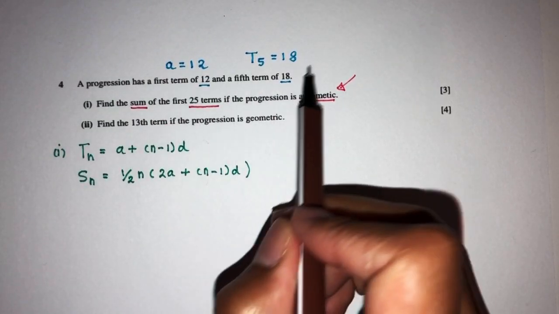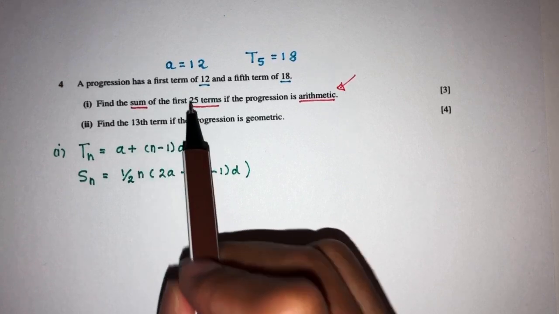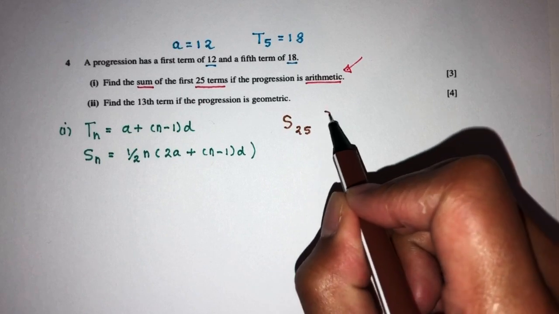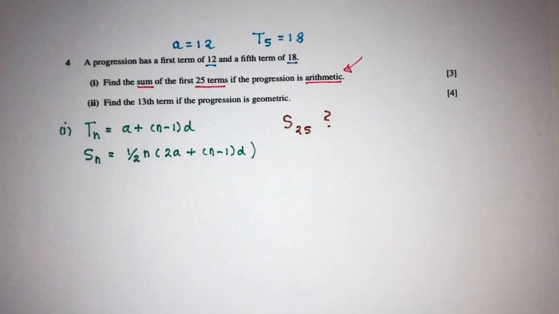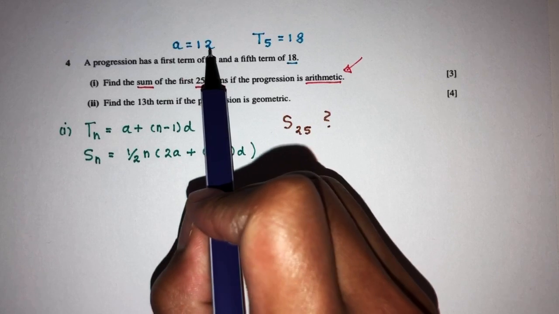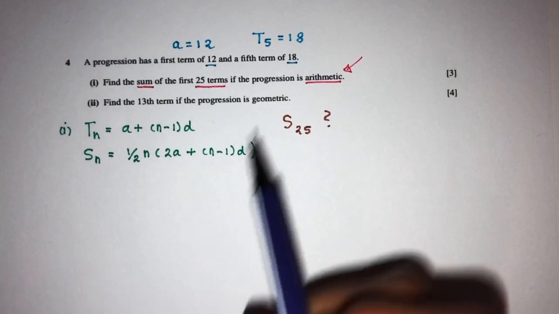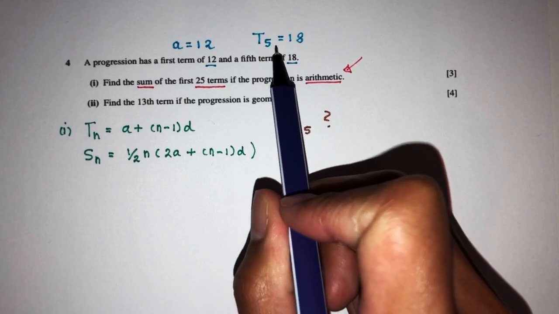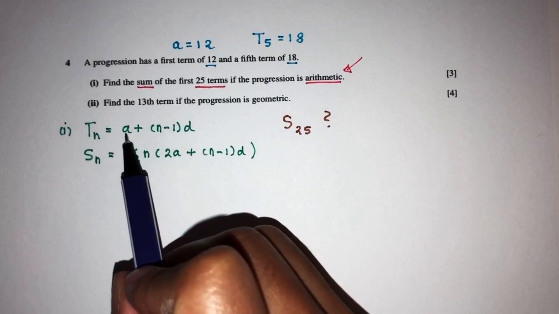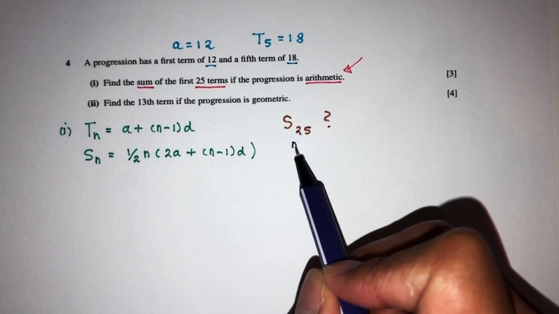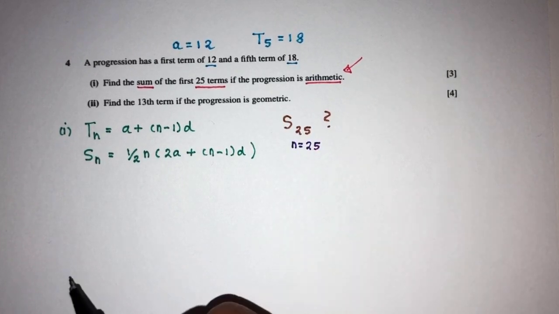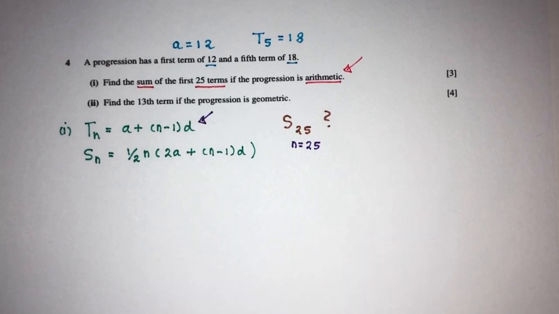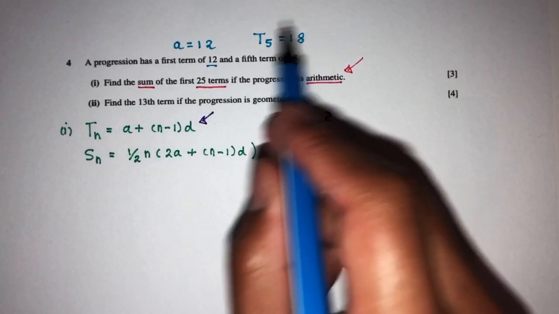So how can we use these to find the sum of the first 25 terms? That's the main goal. Step by step, we know the value of a is 12, and we know the fifth term is 18. From the list we have a, and we have n, which is 25, right, 25 terms, but we're missing d. So our goal here is to first find the value of d. We have to use the given values on top to find it.